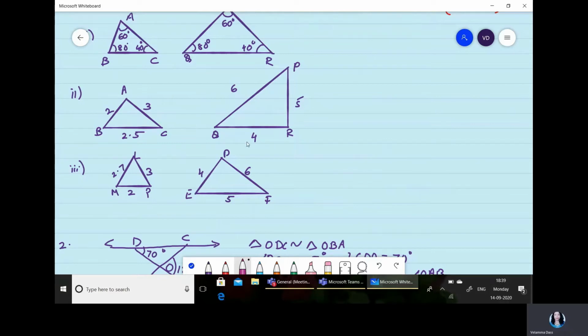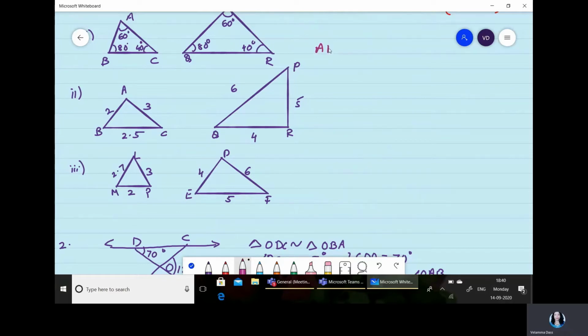When I take AB upon QR, I get 2 upon 4. That is nothing but half. When I take AC upon PQ, I get 3 upon 6. That is again half. And BC upon PR is also half. So here I find that yes, I can find the similarity.